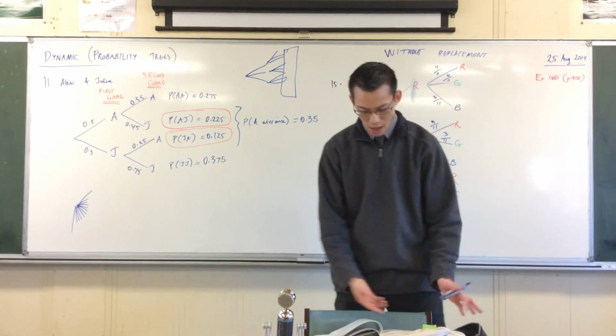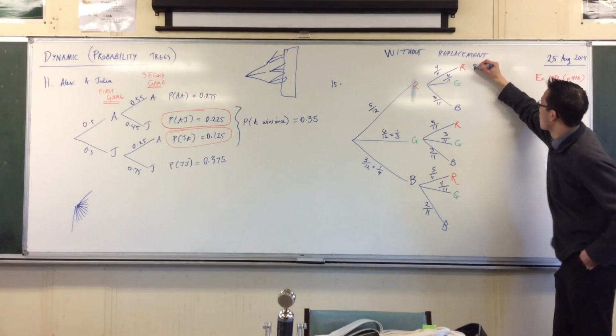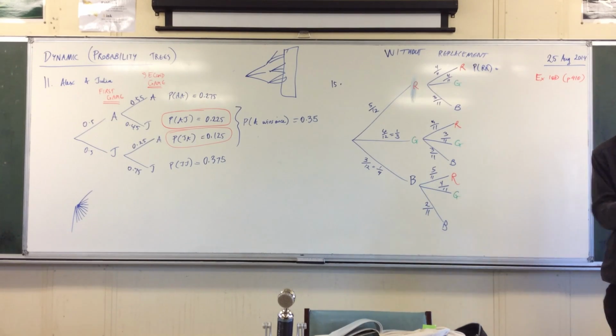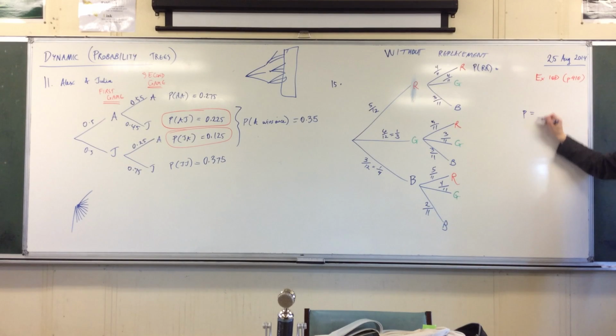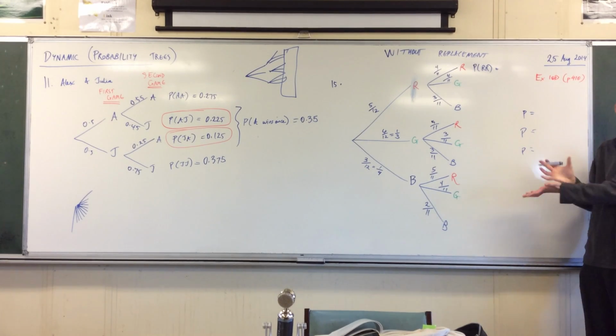Part 1, find the probability of drawing 2 red discs. It's easy, it's right there at the top, isn't it? Probability of 2 red discs, okay? By the way, like I said before, you don't want to say P equals this, and then P equals this, and then P equals this, because what are all of these? They're all different things, but you don't know what they are.